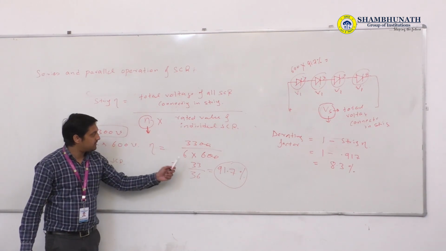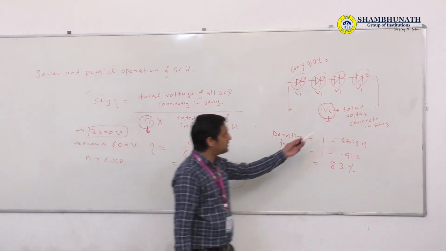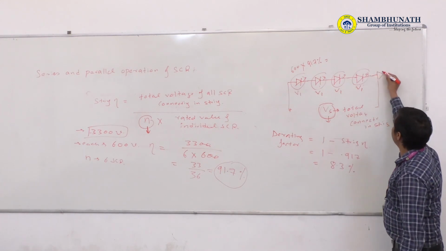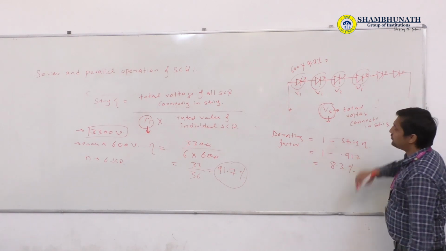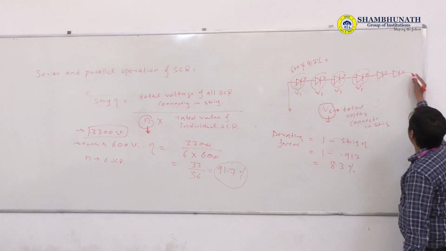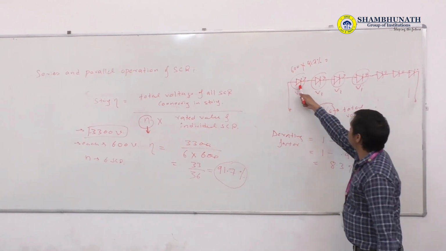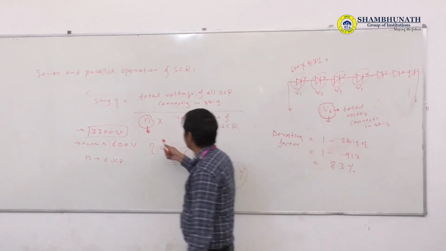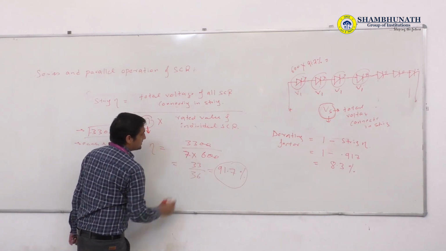In this given example, in the first case, we have 6 SCRs, that means the total voltage is borne by 6 SCRs. If we have to increase the reliability of each SCR, we can add a new SCR. Suppose now the connected SCRs are 1, 2, 3, 4, 5, 6, 7, that is n is equal to 7. Then what is the efficiency?